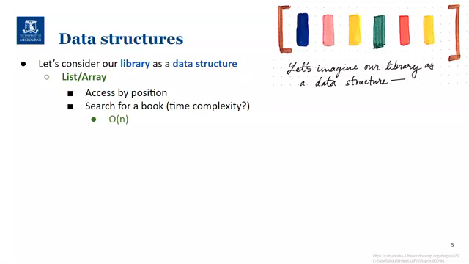Yeah, so worst case scenario, we need to check one by one: is this my title, is this my title, is this my title, until we find it. Okay, so this is not very efficient if you have too many books. Can we do better? So let's try to find out a different data structure that will render better results in terms of search time. What could it be?